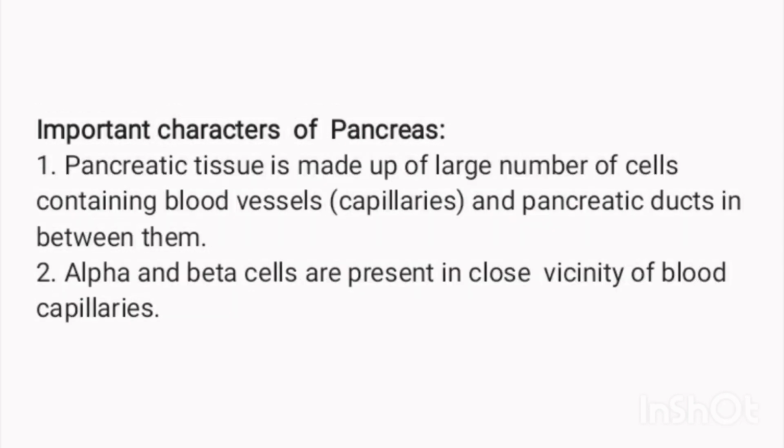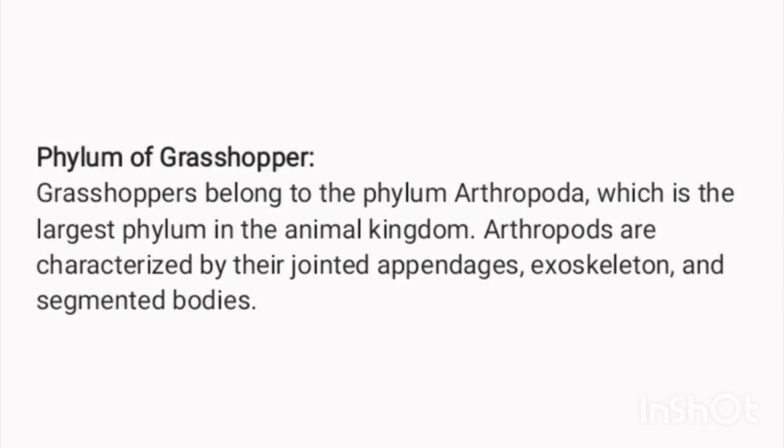Important characters of pancreas. 1. Pancreatic tissue is made up of large number of cells containing blood vessels and pancreatic ducts in between them. 2. Alpha and beta cells are present in close vicinity of blood capillaries. Phylum of grasshopper.